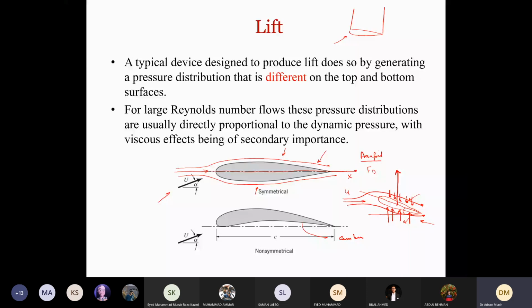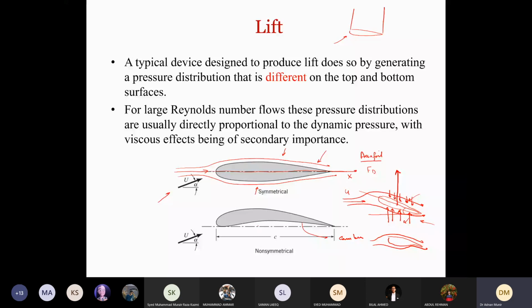Right, now if we also add a camber like this, this camber will also increase the pressure force on the bottom side as compared to the top side, and it will generate more lift, thus making the aerofoil non-symmetric.